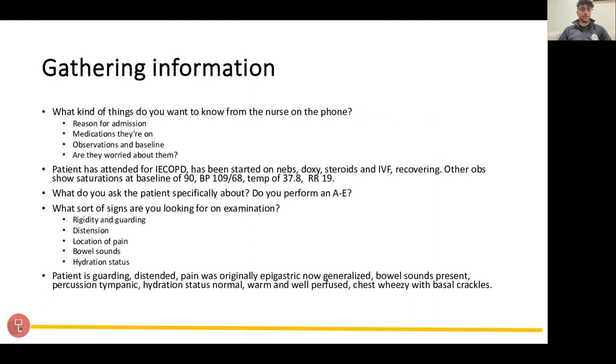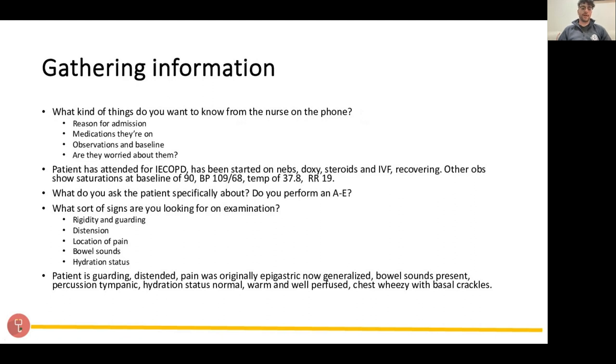Now, let's have a look exactly what else you'd be worried about. So, the kind of things you're asking, why they came in, what medications, observations, baseline, we've already said that. And the patient attended, we already went through that. And then the sort of things you're looking for on examination. Rigidity and guarding, definitely. Distension, the location of the pain, whether there are any bowel sounds, and the hydration status of the patient. The most concerning one would be the guarding. And that is sort of the basis on which a lot of surgeons will make their assessment about whether a patient needs surgery or whether they need further investigation, etc. So this patient is guarding, distended.